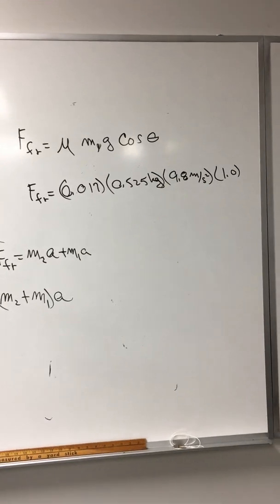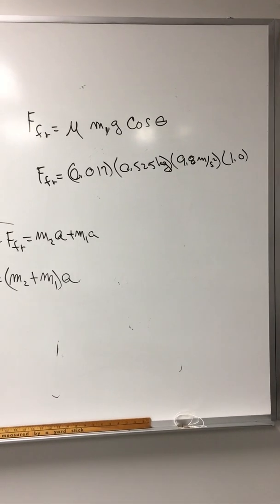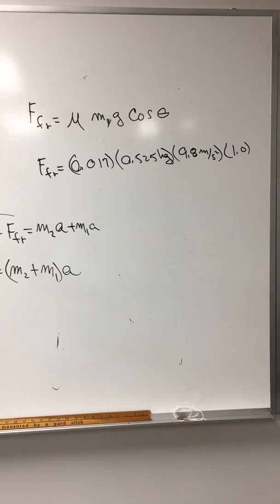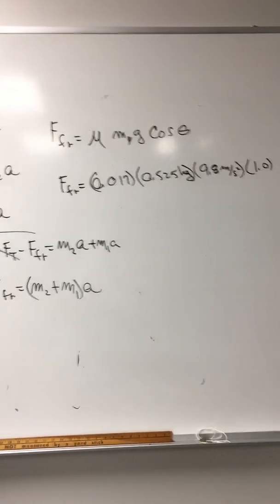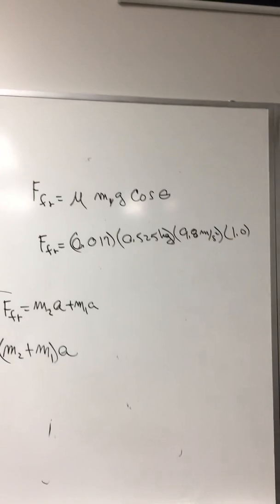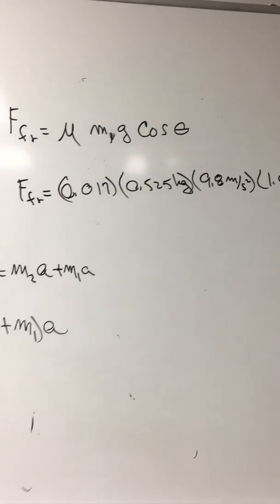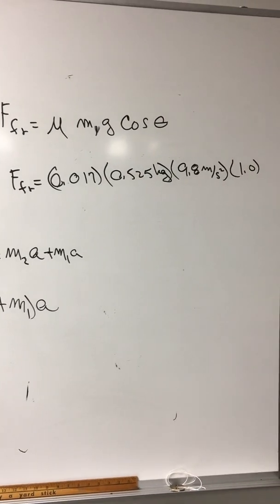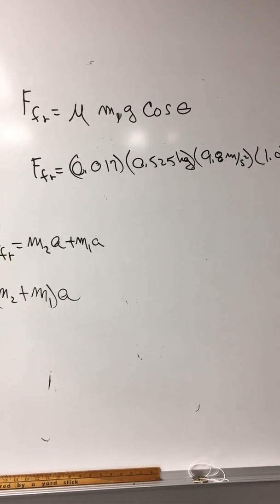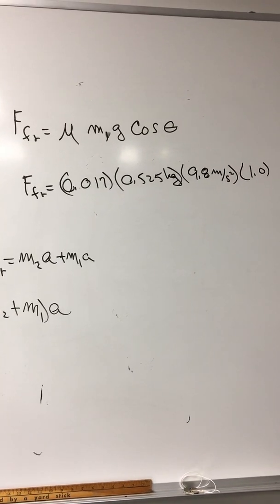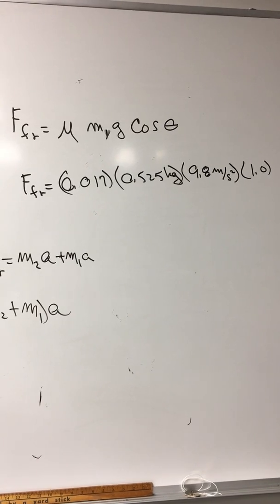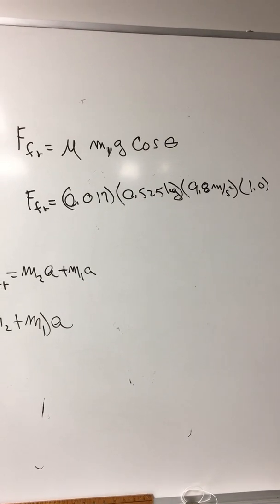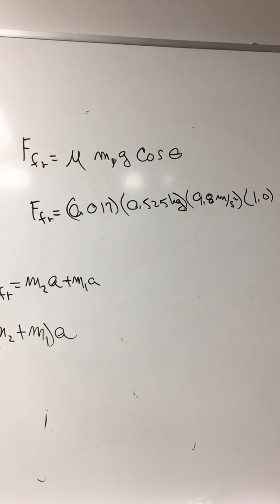So I'm going to get out my calculator now. We're going to solve what that is. And hopefully I don't make the same mistakes I made the other day on this. It's 0.017 times 0.525 times 9.8, and that comes out to be about 0.087.